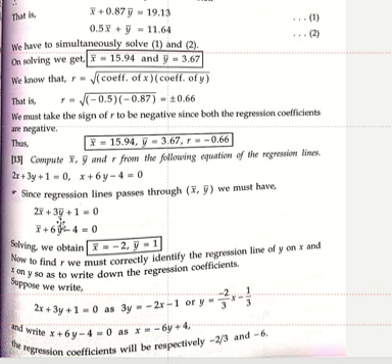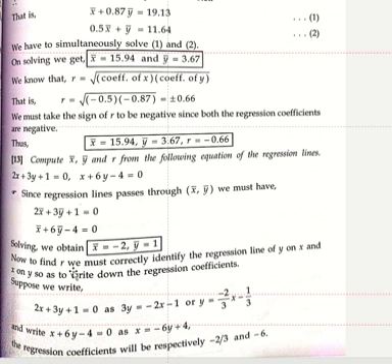You must write these two equations in the form 2x bar plus 3 into y bar is equal to minus 1, and x bar plus 6 into y bar is equal to plus 4. By using the calculator, you can directly find the values of x bar and y bar. x bar is equal to minus 2 and y bar is equal to plus 1.